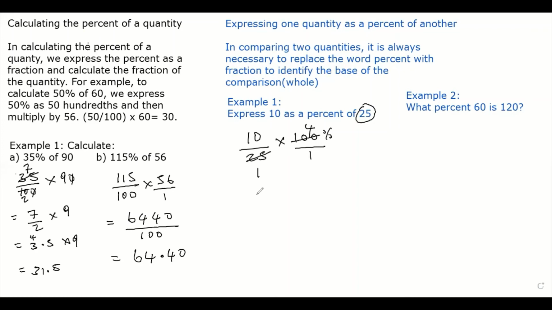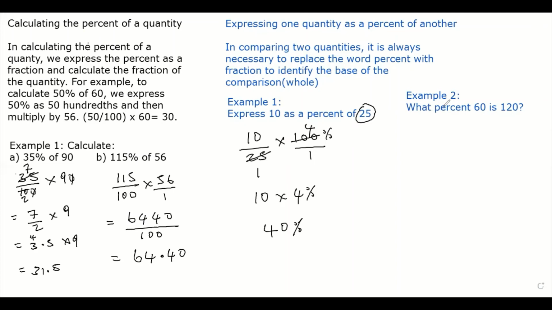So what we're left back with here is 10 times 4%. And what is 10 times 4%? That would just give us 40%, right? And that's it. That's how you express 10 as a percent of 25.